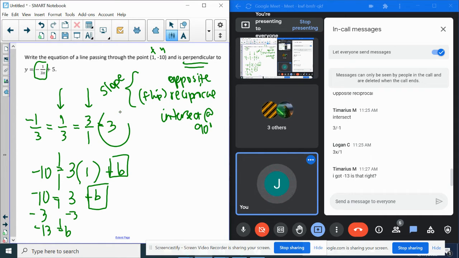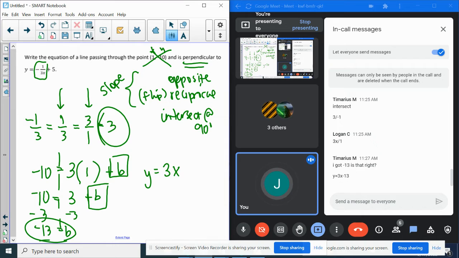Now we have to be careful. So we need to make sure we hold on to this and hold on to this. That coordinate at this point means nothing. So we're going to do y equals 3x, because that's the opposite reciprocal. Yep, perfect. Minus 13. So that line is an equation perpendicular to the equation given and passing through 1, negative 10. Good job, guys. Really good job.